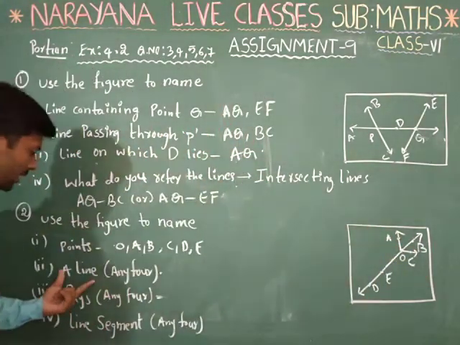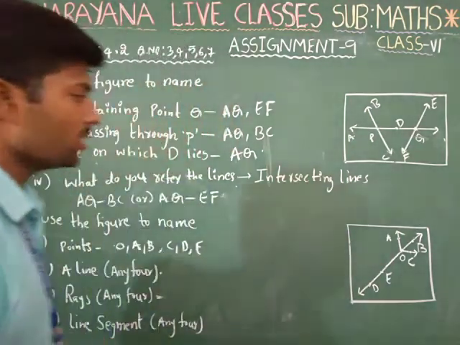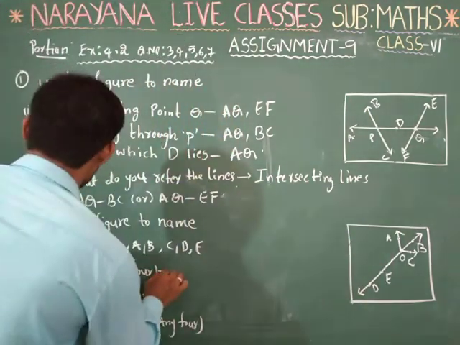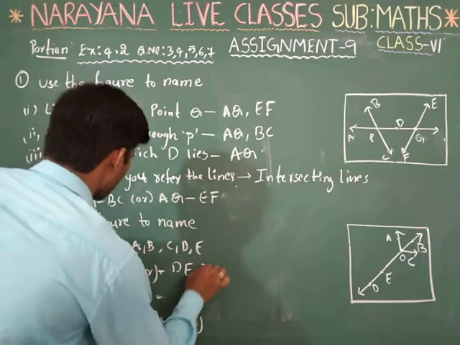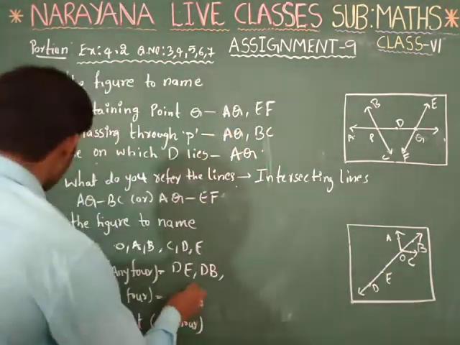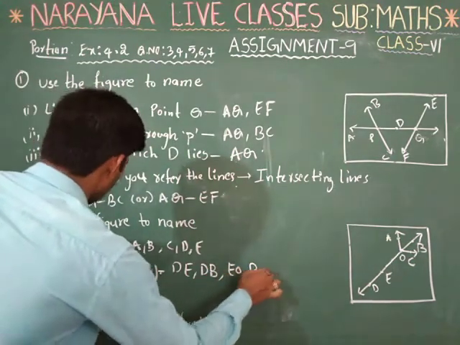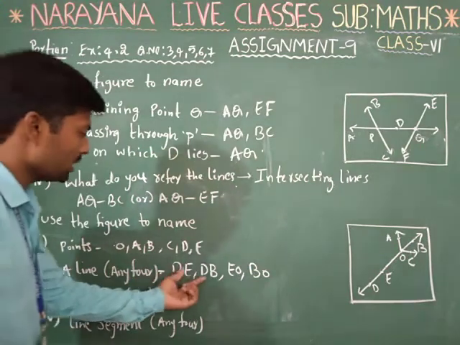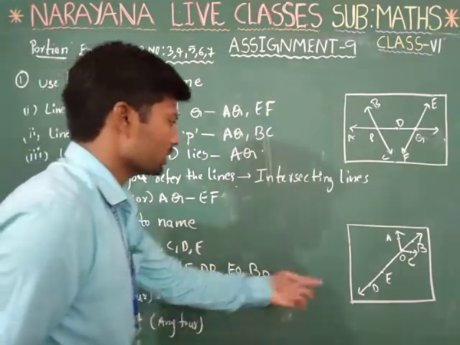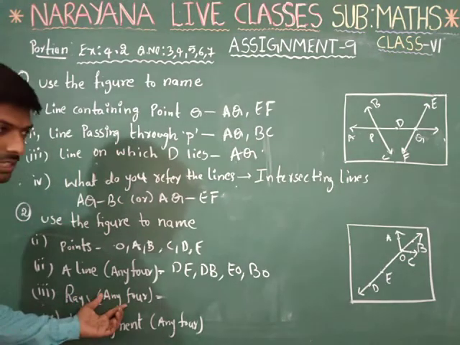Next, a line. We have to write any 4 lines. From this figure we have to identify any 4 lines, that is DE as well as DB, and we can also say EO as well as BO. This is 4 lines now: DE, DB, EO, BO.